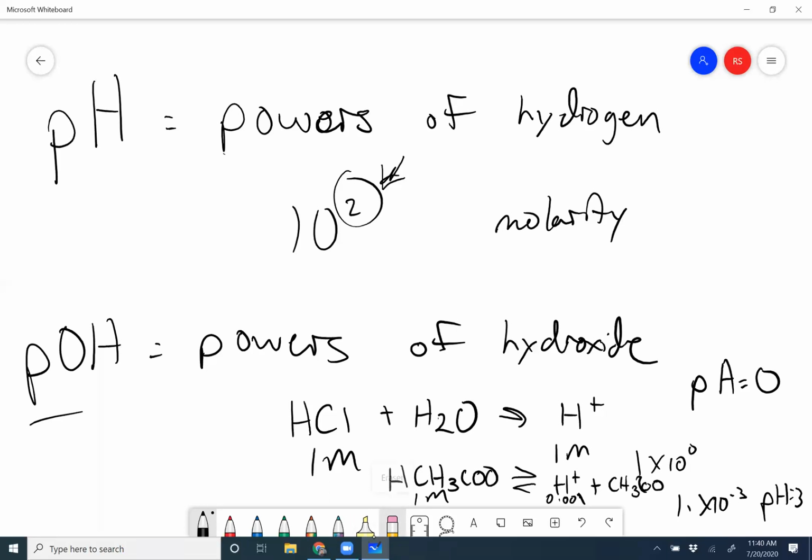And basically what it's trying to say is how good is the acid at becoming the hydronium ion. So pH is going to be equal to the powers of the hydrogen, but dropping all the numbers out to just have the exponent. And the way we do that in math is with logarithms.